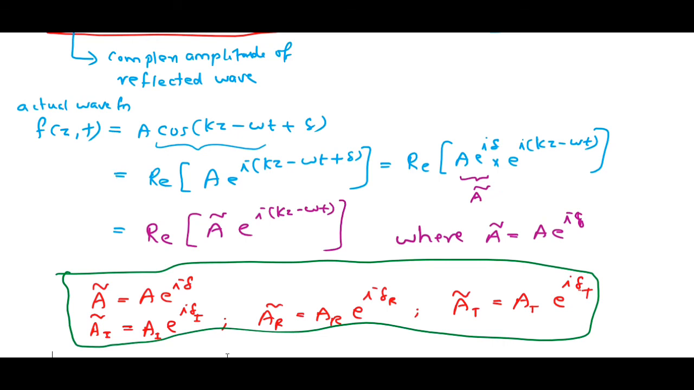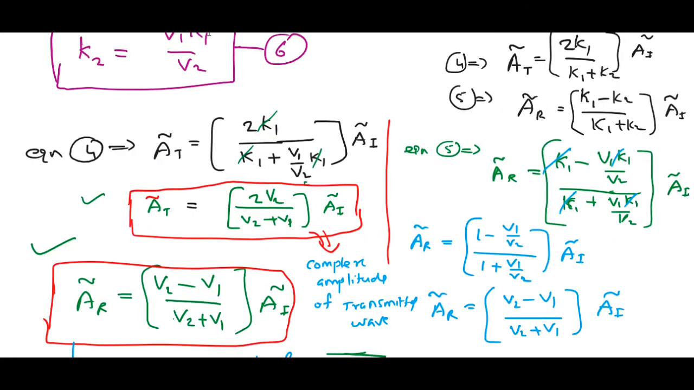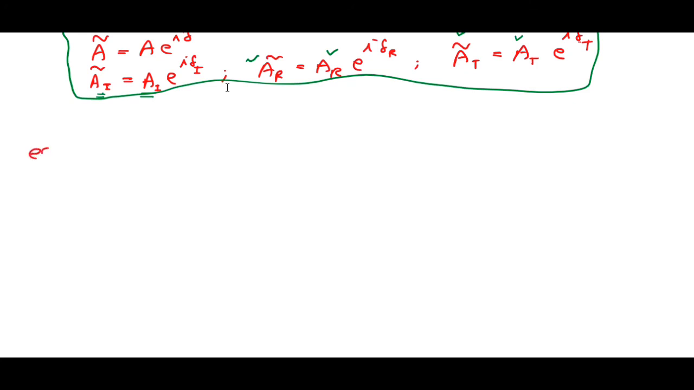Okay, clear? That is, the incident complex amplitude is connected to the real incident amplitude. Reflected complex is connected to the real reflected amplitude. Similarly, AT also. We have to substitute these equations in the AT and AR, the complex amplitudes of the reflected and transmitted waves. Let me put this as equation number 7 and this as equation number 8. Now let us write equations 7 and 8 in terms of the real amplitude.